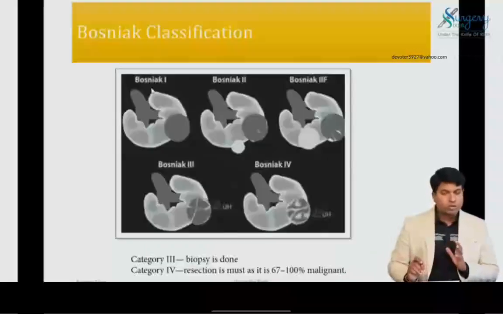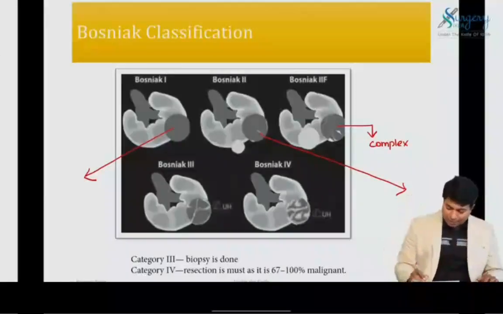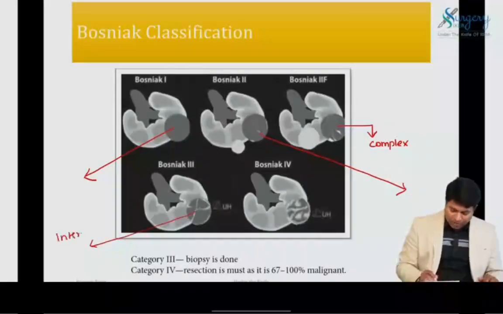So please don't forget this is the Bosniak classification. Simple cyst: this is a benign cyst. You can see this is a complex cyst, having multiple hairline septations in the image. And Bosniak 3 is indeterminate. We are having a confusion, indeterminate.